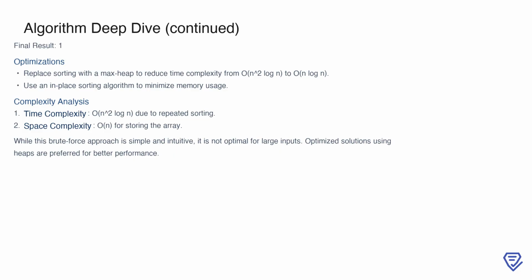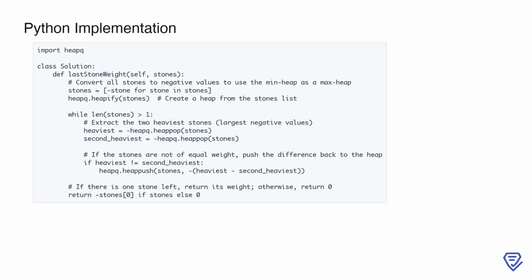This Python solution for the last stone weight problem efficiently uses a max heap approach via Python's heapq module, which natively supports min heaps. To simulate a max heap, we store all stone weights as negatives, e.g., -7 for a weight of 7. This allows the smallest element in the heap, the most negative, to represent the heaviest stone.